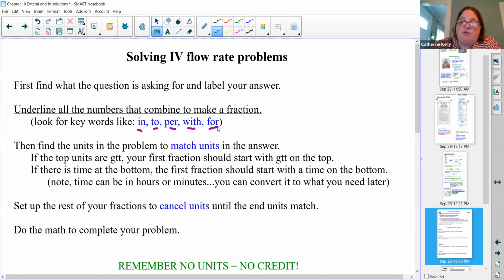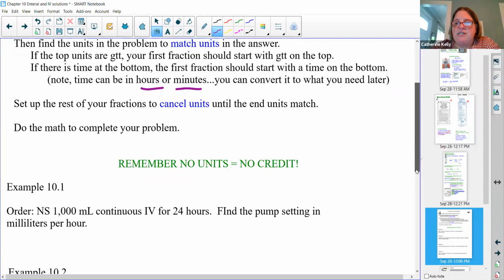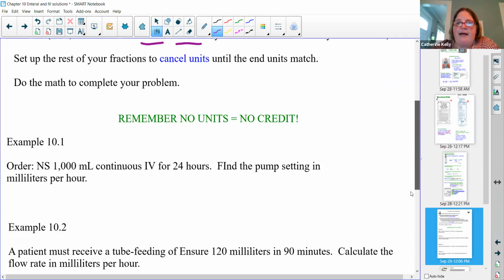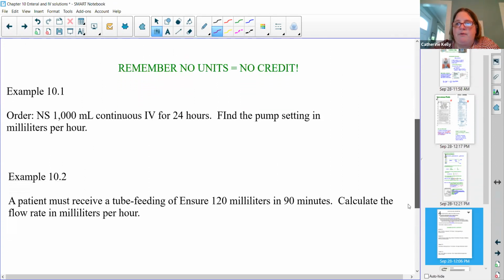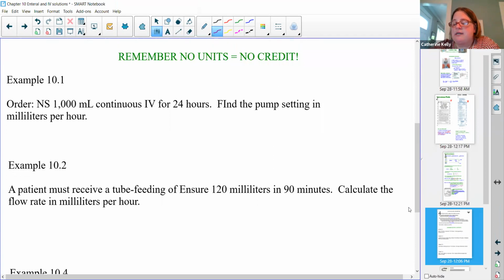So time can be in hours or minutes, but you have to be careful, because you can convert to whatever you need later. So we're going to set up the rest of your fractions to cancel units until the end units match, and then do the math to complete your problem. Remember, no units is no credit, and that's true in nursing.